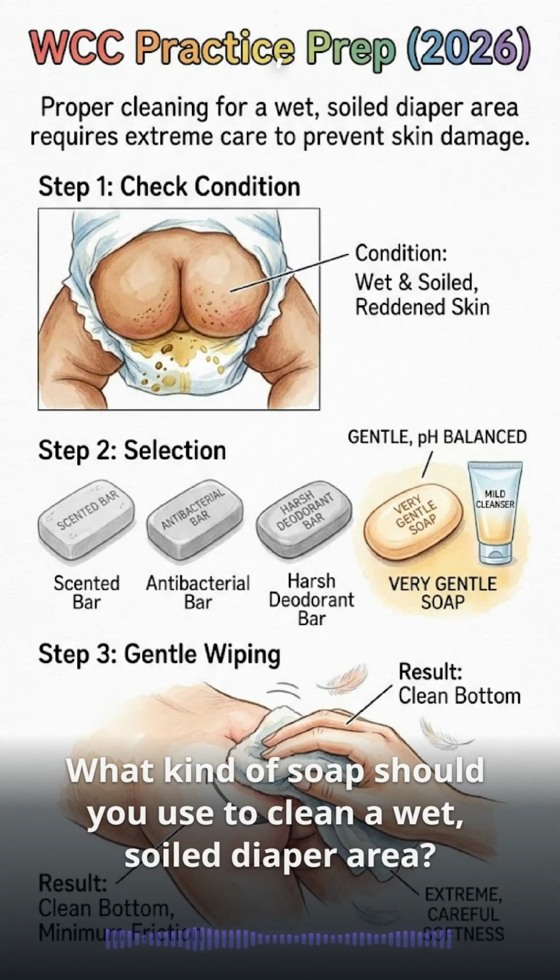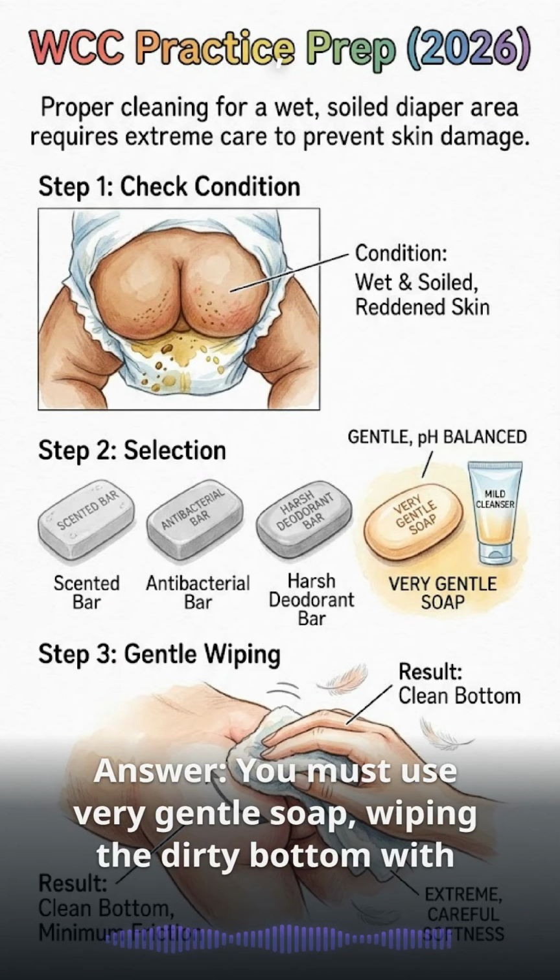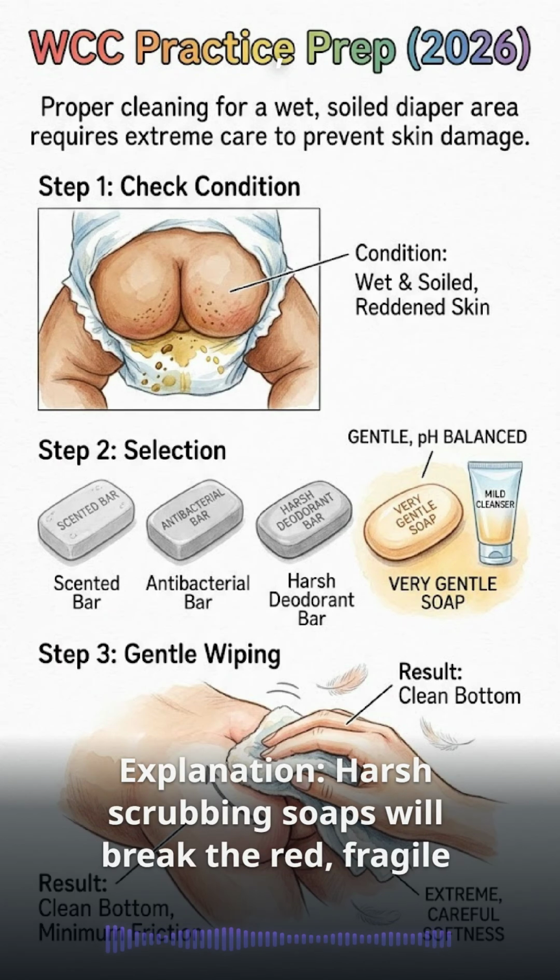68. What kind of soap should you use to clean a wet, soiled diaper area? You must use very gentle soap, wiping the dirty bottom with extreme, careful softness. Harsh scrubbing soaps will break the red, fragile skin, making the awful sore worse.